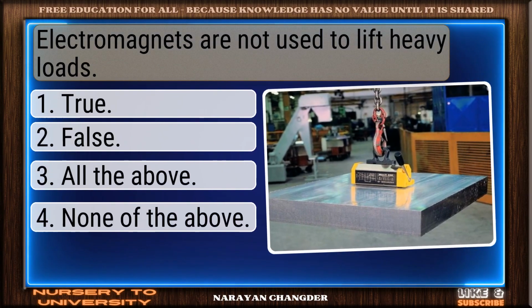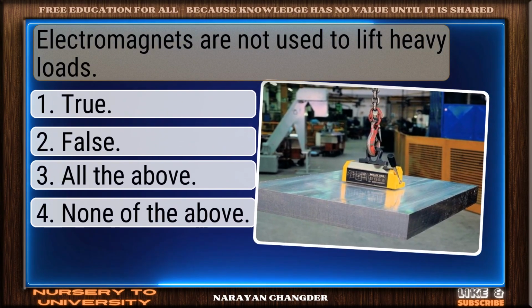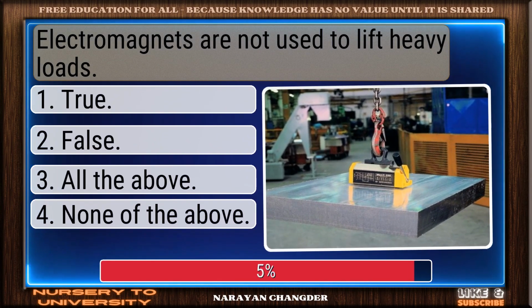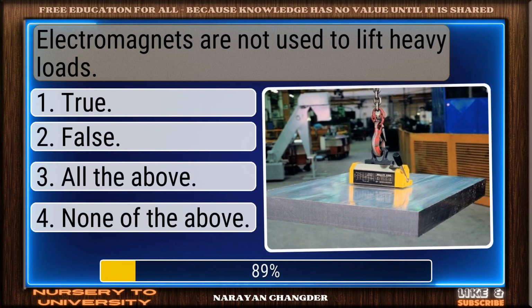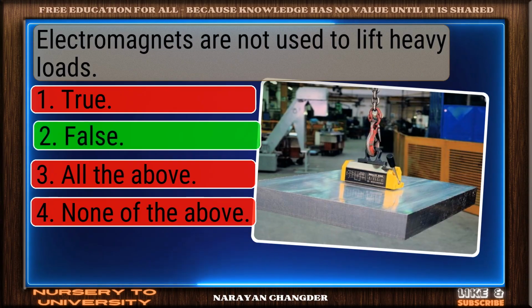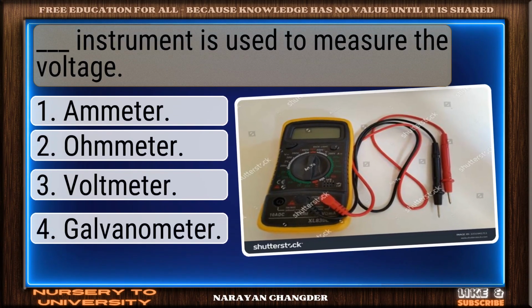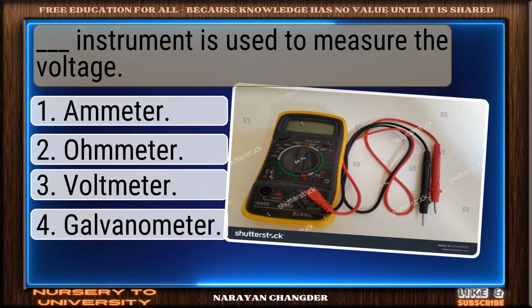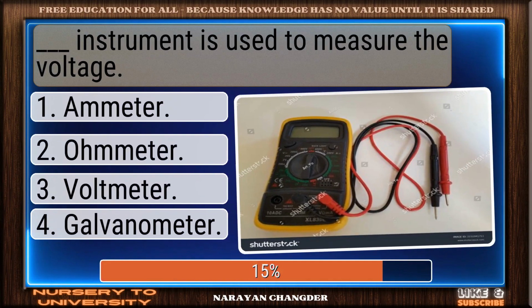Question number 78. Electromagnets are not used to lift heavy loads. Strong choice. False is the right answer. Question number 79. Dash instrument is used to measure the voltage.